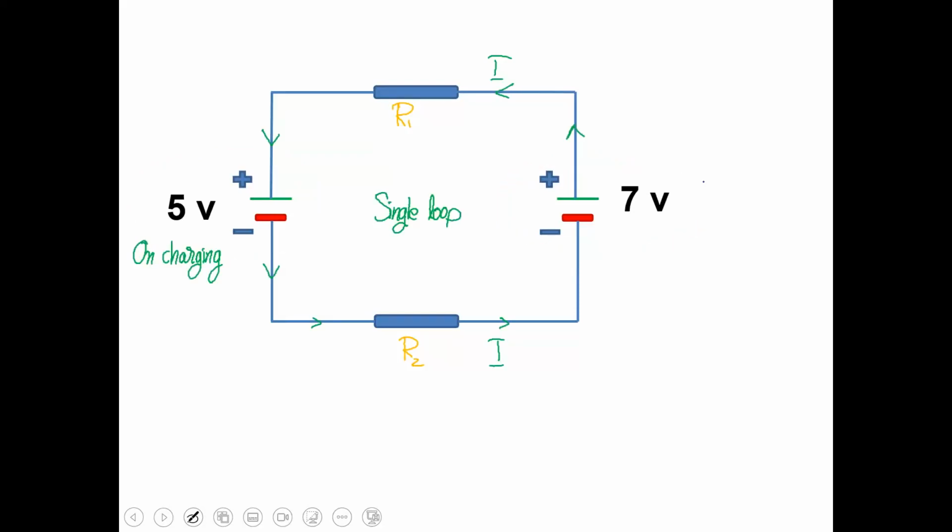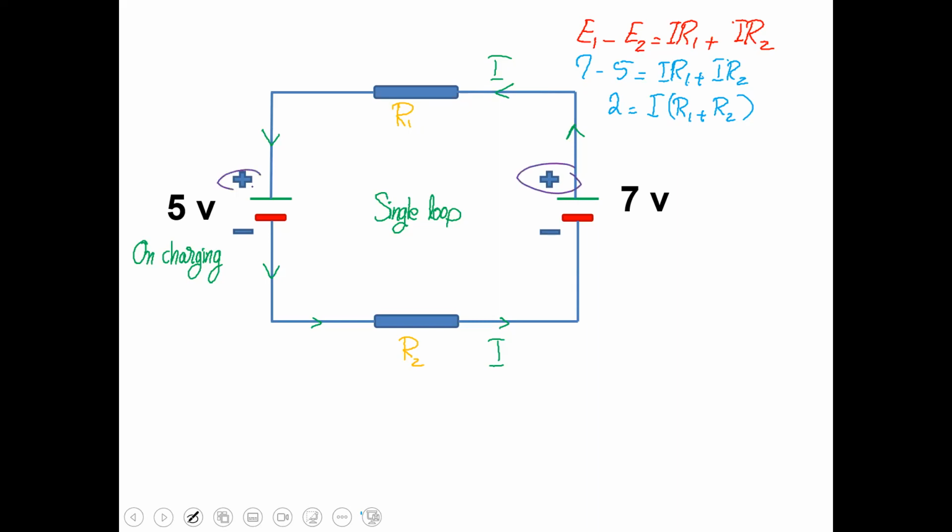Look at the diagram. Here, one source, one voltage, the 7 volt, is the source, and the lower one is on charging. This is how we solve it: E1 minus E2 is equal to IR1 plus IR2. Why are we subtracting? Because positive is connected with positive. This is called a charging circuit.